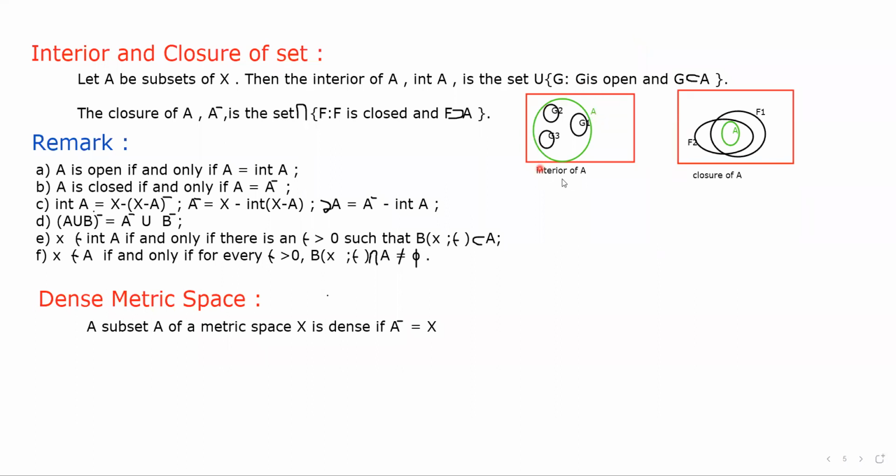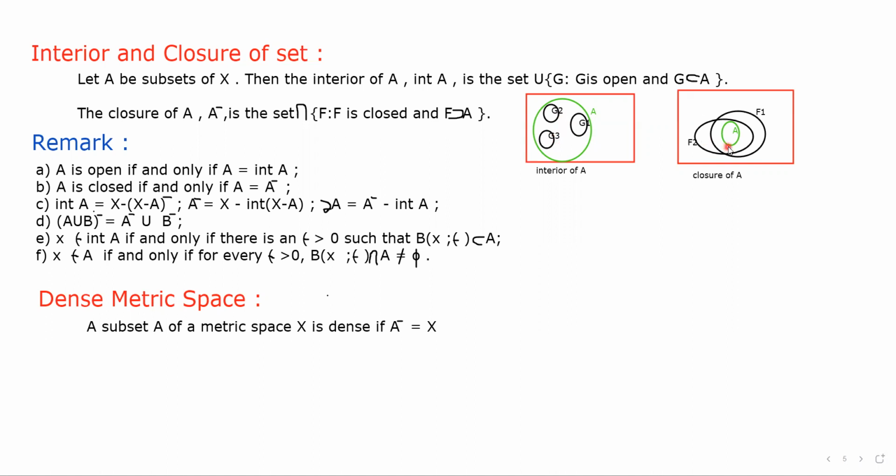Here we try to understand the interior and closure of a set from the diagram. Here this is the outer set X, and this is A. First of all, we'll look at the interior of A. This is set A, and these are open sets G1, G2, and G3 that are subsets of A. So our interior of A equals the union of G1, G2, and G3.